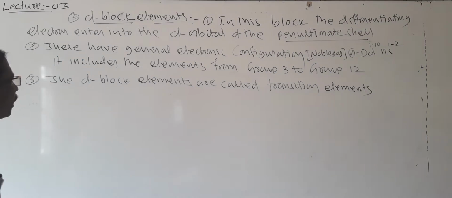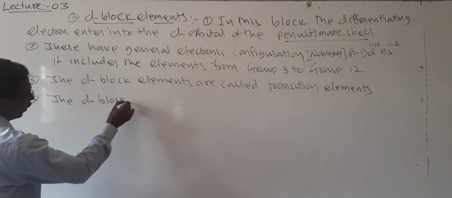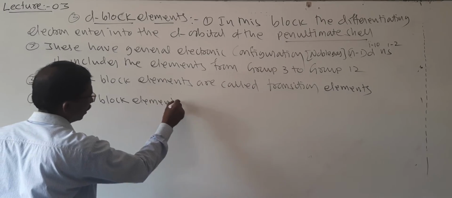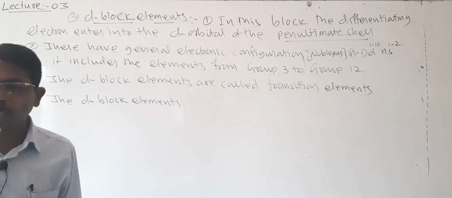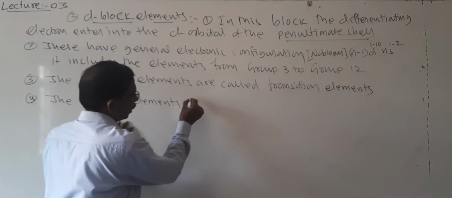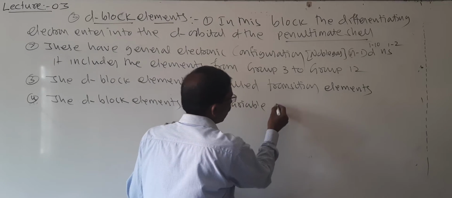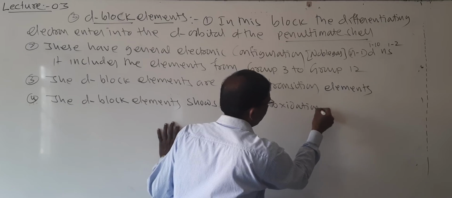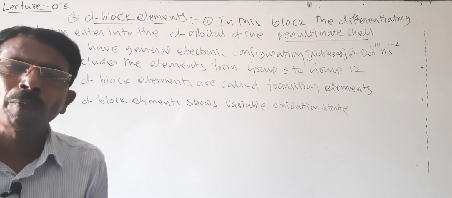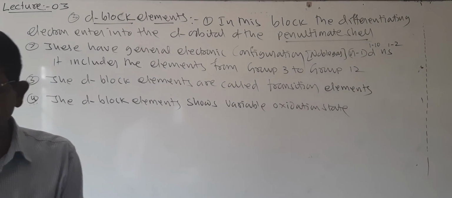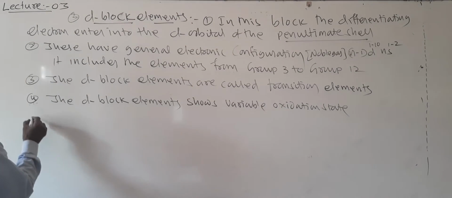So the next property: the D block elements have variable valencies or variable oxidation states. D block elements show variable oxidation state. It shows variable oxidation state or variable valency. You can say oxidation state, and you can say valency too.